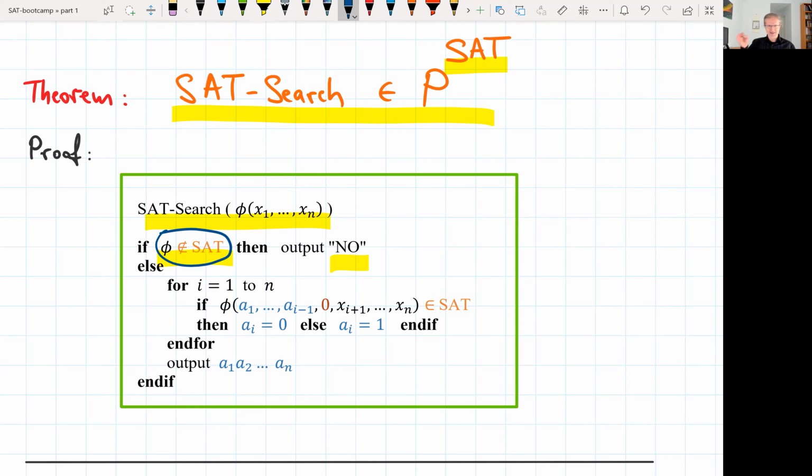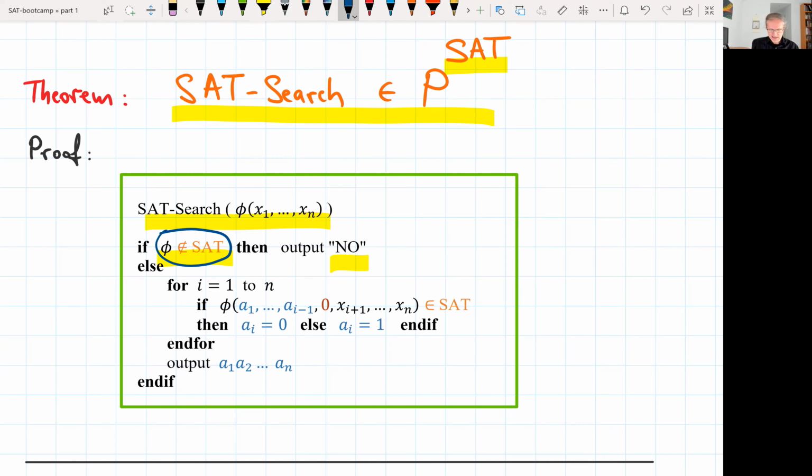If yes, then I'll just pick and fix that 0 for the first variable. And if it's not satisfiable, but it was satisfiable, I know value 0 for the first variable does not work, then it must be the case that the first variable is 1 in all possible satisfying assignments for the formula. And so I fix my a1 to be 1 in that case and recurse.